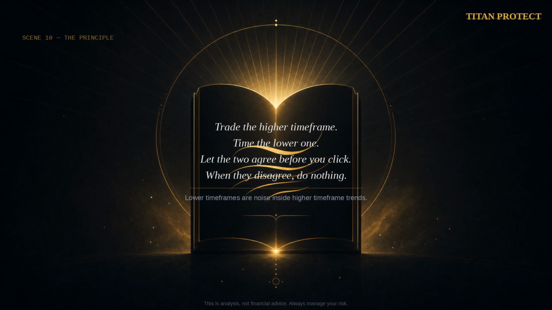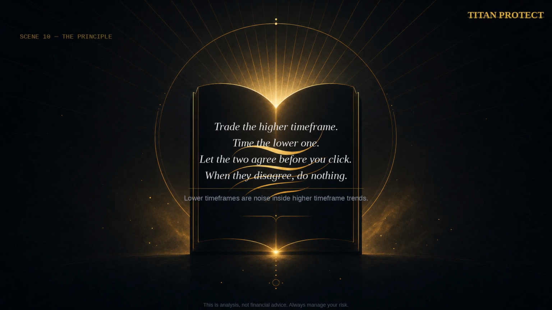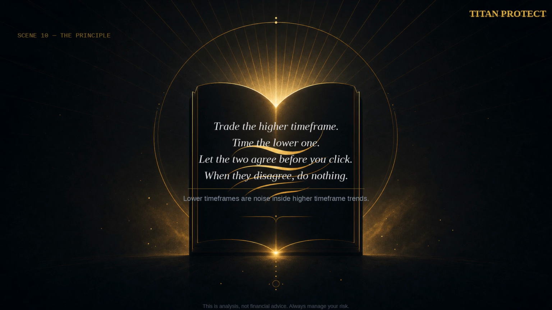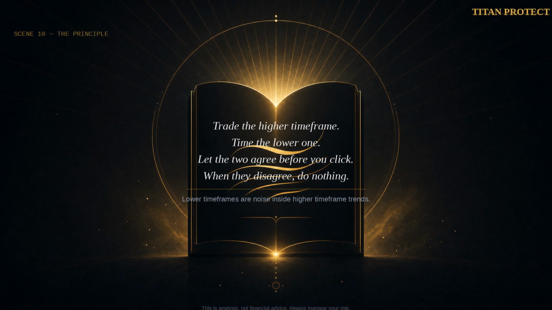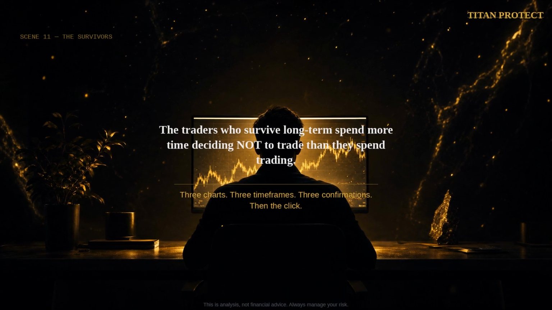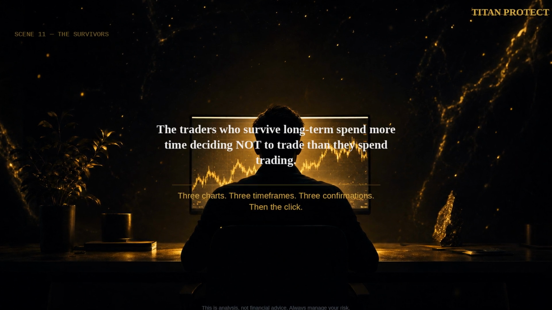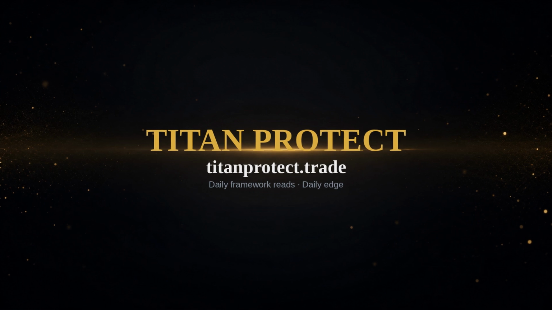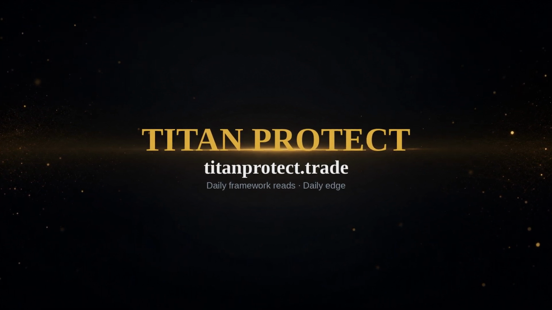If you reverse this, if you let the lower time frame drive the decision and use the higher time frame as confirmation only when convenient, you will be on the wrong side of every fake out the market produces. Trade the higher time frame, time the lower one. Let the 2 agree before you click. When they disagree, do nothing. The traders who survive long-term spend more time deciding not to trade than they spend trading. Multi-time frame alignment is the filter that produces that discipline. 3 charts, 3 time frames, 3 confirmations. Then the click.